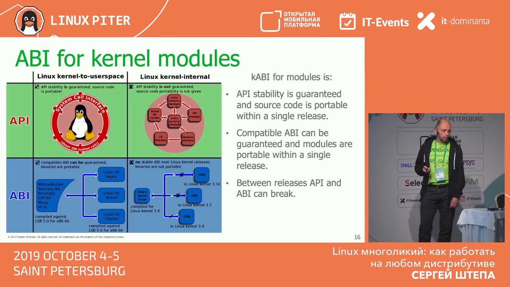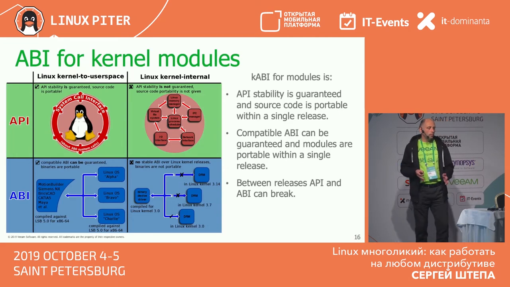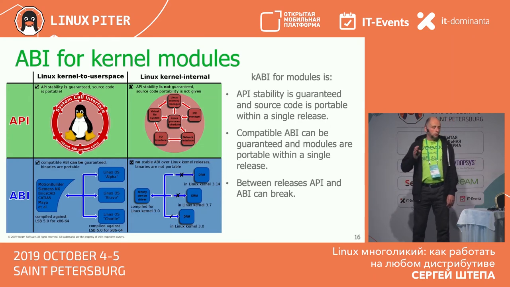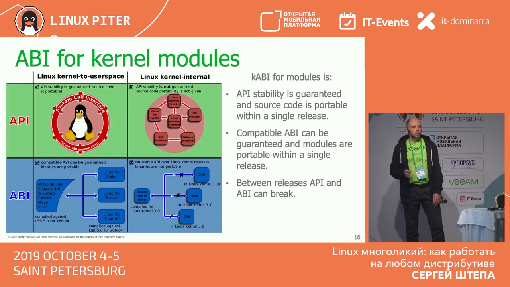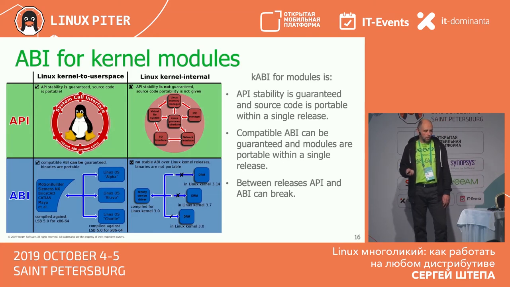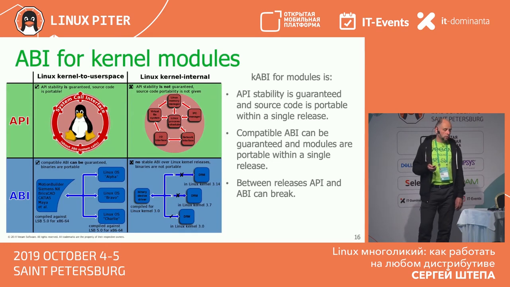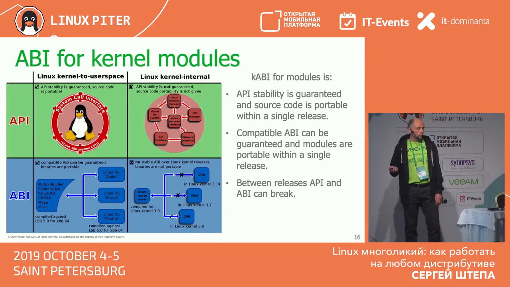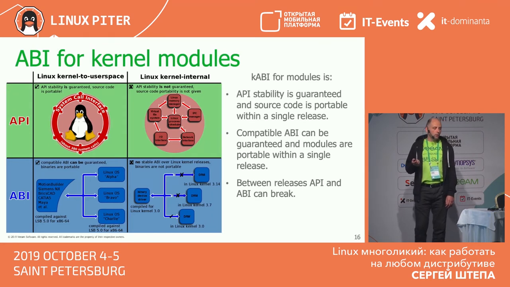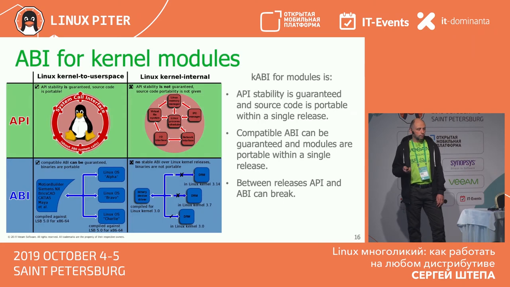There are packages for SUSE as well, and API stability is guaranteed that way. Source code is portable within a single release, compatible API can be guaranteed, and modules are portable within a single release. Let's say they are using the 3.10 kernel and only improve it, not manipulating the interface, but between releases, API and ABI can break. But there should be compatibility and interoperability for the distributors throughout the life cycle.